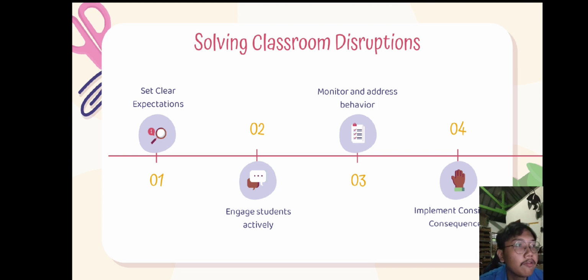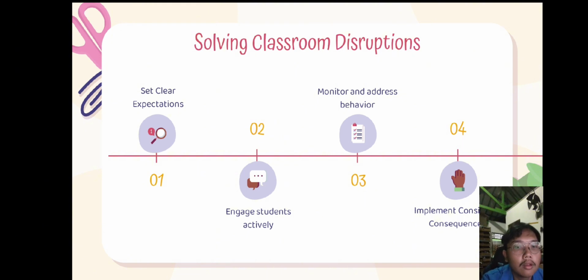If disruptive behavior continues, have a private conversation with the student to understand the underlying issues and to explain the consequences of their actions. Follow through with established consequences. If the behavior persists, this could include moving seats, loss of privilege, or involving parents if necessary.